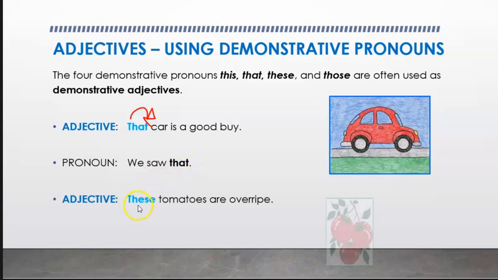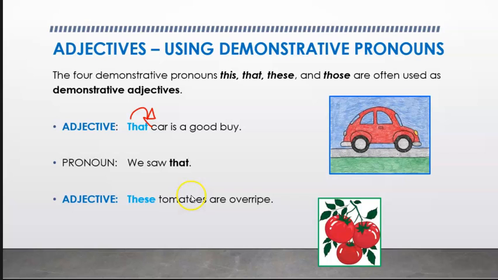Another example, these tomatoes are overripe. In this case, these is modifying tomatoes, telling us which tomatoes we're talking about, and the word tomatoes follows it. It also can be used as a pronoun. These are in the best condition. In this case, it's replacing the word tomato, and we're just talking about them as these, and so therefore it's the pronoun.